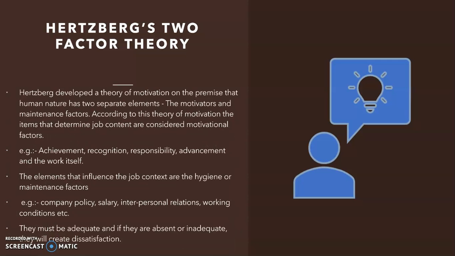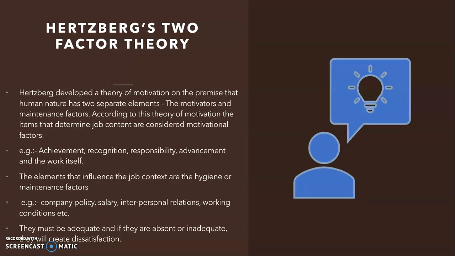Herzberg developed a theory of motivation on the premise that human nature has two separate elements, the motivators and the maintenance factors. According to this theory of motivation, the items that determine job content are considered as motivational factors. And the examples for the same are achievement, recognition, responsibility, advancement, and the work itself.